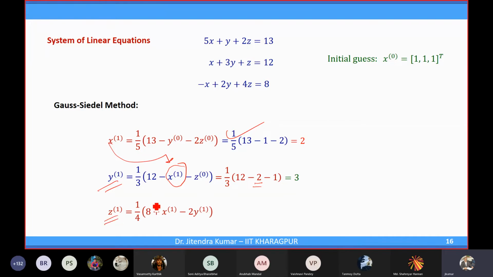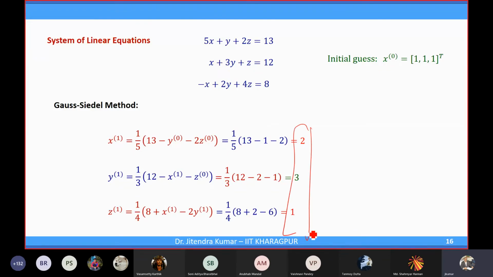Now computing z, I'm using x1, which is already evaluated here as 2, and y1, which is 3 now. So I'm not using anything from the previous iteration in this equation. So when you compute this, you are getting 1. So this is the Gauss-Seidel one. And then in the next iteration, you use these again and so on and compute.